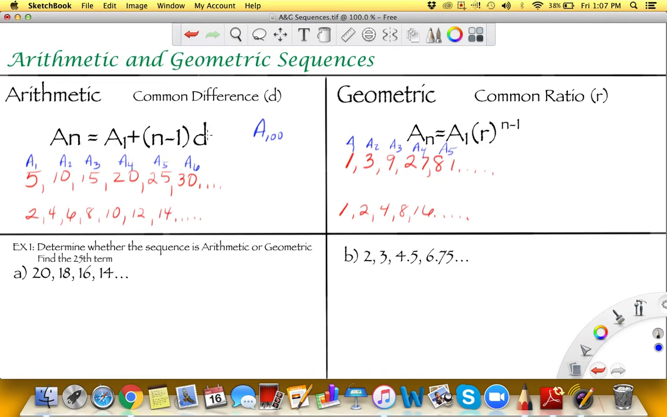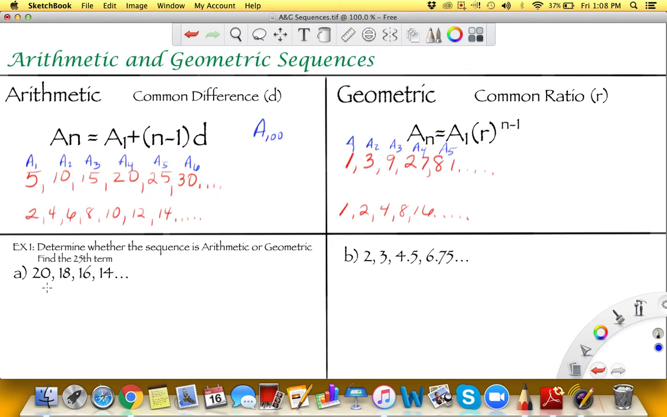This d is the common difference. So we have to figure out what the common difference is. What are we doing to every term to get the next term? Over here on the geometric side, a sub n still represents the same thing. We refer to it as a sub n because n is a subscript. And r is the common ratio. So what are we doing to each term to get the next term? And here you have n minus 1, where n is whatever the term number is.